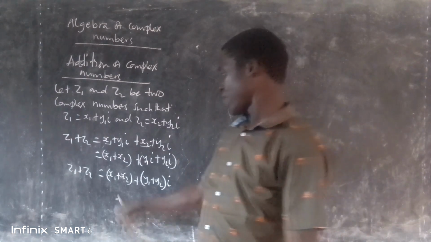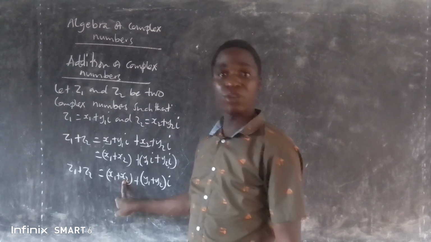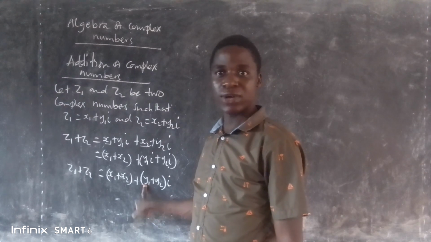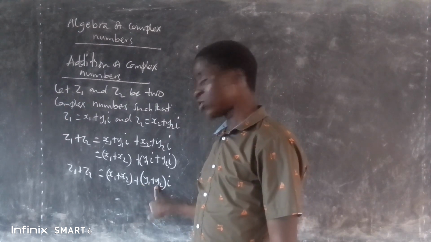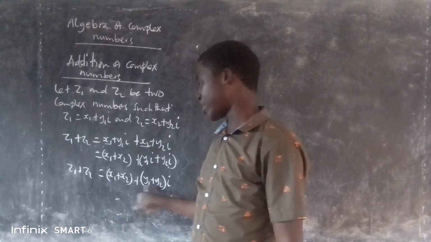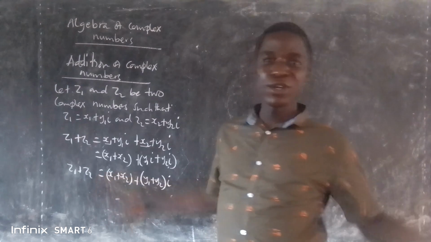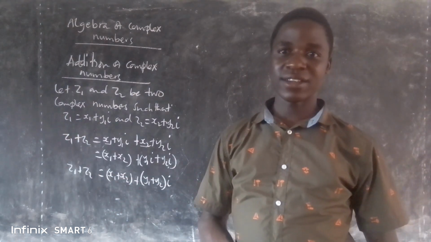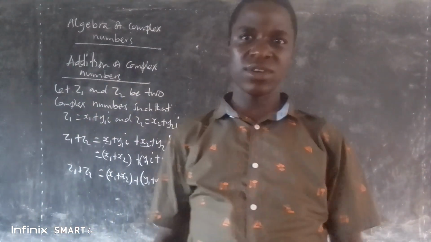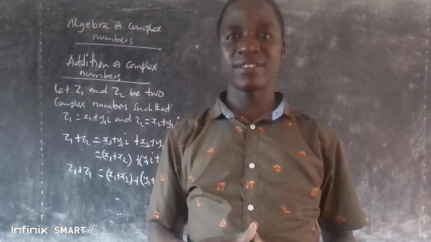X1 was the real part of Z1, then X2 was the real part of Z2. Y1 was the imaginary part of Z1, and Y2 was the imaginary part of Z2. That's what we look at, and when you sum up, that's what you are seeing. So summation will always give us that answer. Before we look at a certain example, let us first look at subtraction and see what happens.